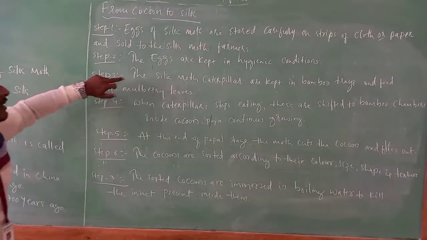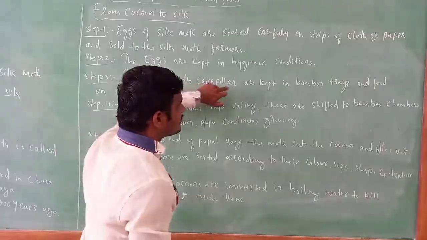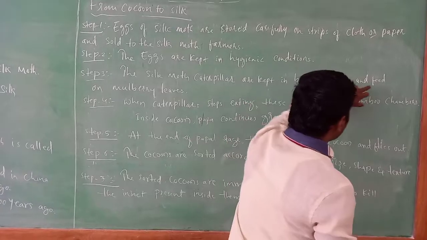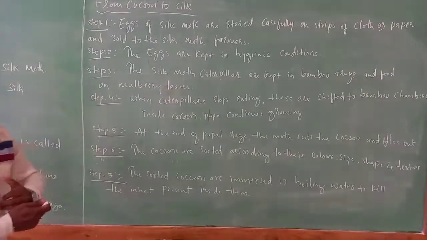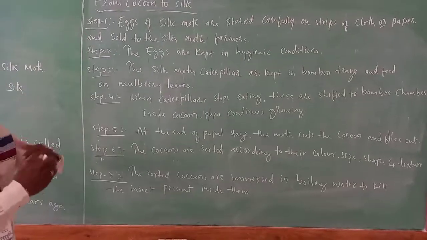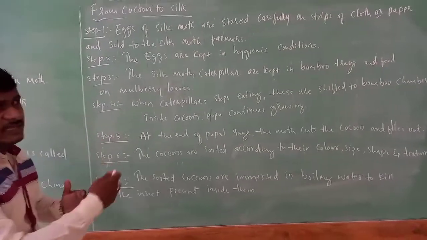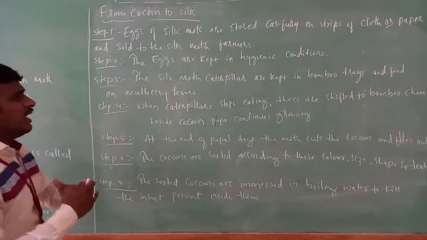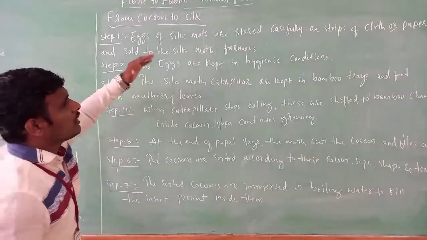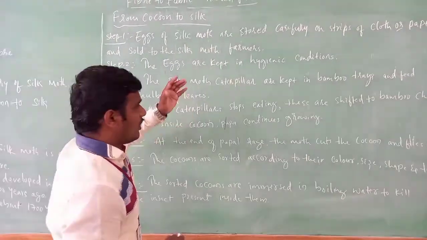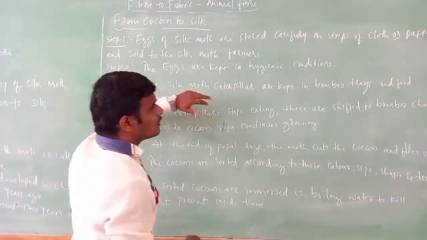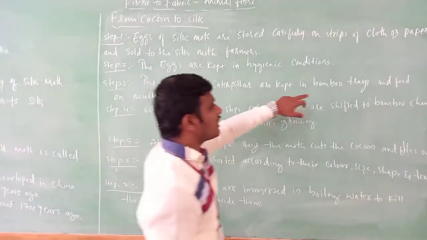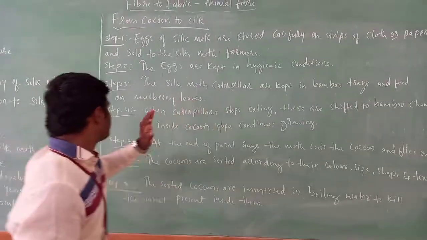So third step is the silk moth caterpillars are kept in bamboo trays and fed on mulberry leaves. So what happens when we keep these in hygienic conditions? At that time the silk moth eggs feed on themselves, and they become caterpillars. So those caterpillars are kept inside the bamboo trays, right?